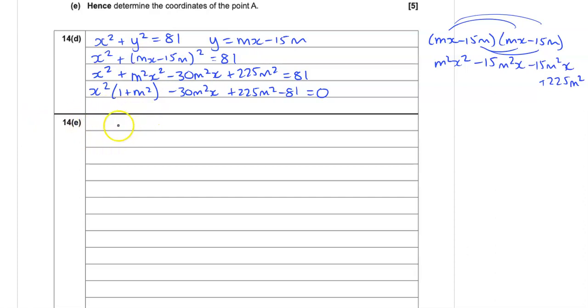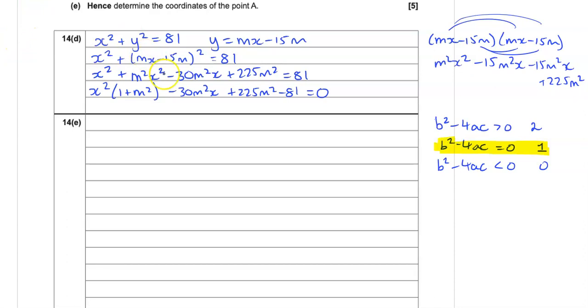Now, because this equation has only one solution, and because it's a quadratic, it means that the discriminant is going to be equal to 0. So, just a reminder, the discriminant is b squared minus 4ac. We've got three different outcomes. If it's greater than 0, there are two distinct solutions. If it is equal to 0, then there is one solution or two repeated solutions. And if b squared minus 4ac is less than 0, then there are no solutions. So in this case, because it's a tangent meeting a circle, there's one solution, so we're going to be using b squared minus 4ac equals 0.